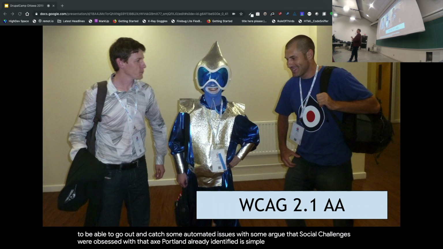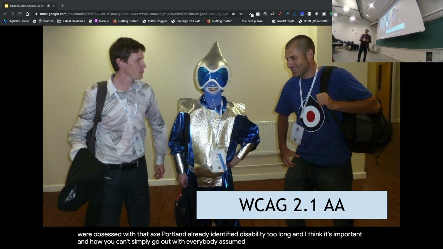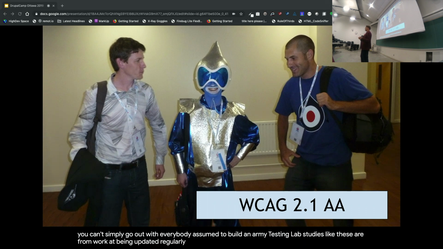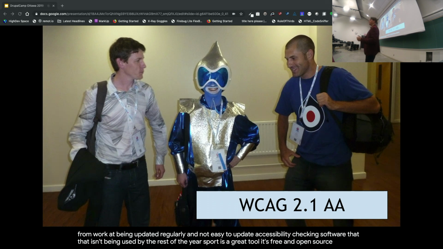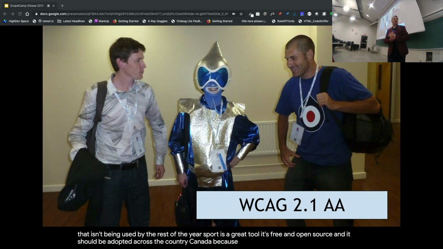And I think it's important to think about how complicated accessibility is, and how you can't simply assume that you need to be able to build in automated testing to catch things, using a framework that's being updated regularly, and not using some outdated accessibility checking software that isn't being used by the rest of the community, that isn't being well maintained and well organized. AxeCore is a great tool. It's free and open source, and it should be adopted across the government of Canada because it's a great testing framework. So again, that's another space for people to get involved and contribute.